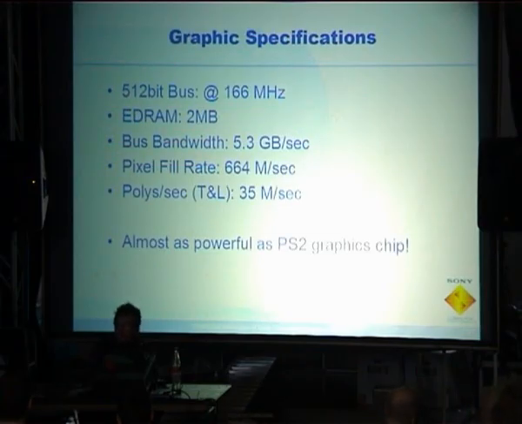Some of the graphics specs are quite impressive for this little device. It's a 512-bit bus at 166 megahertz. It contains its own 2 megs of RAM. The bus bandwidth is 4.3 gigabytes a second. The pixel fill rate is 664 megs a second, which actually, if I'm not mistaken, is even higher than the PS2 was able to supply. And you can theoretically do up to 35 million polygons a second, including T and L. It's pretty close to a PS2, but in a much smaller size.